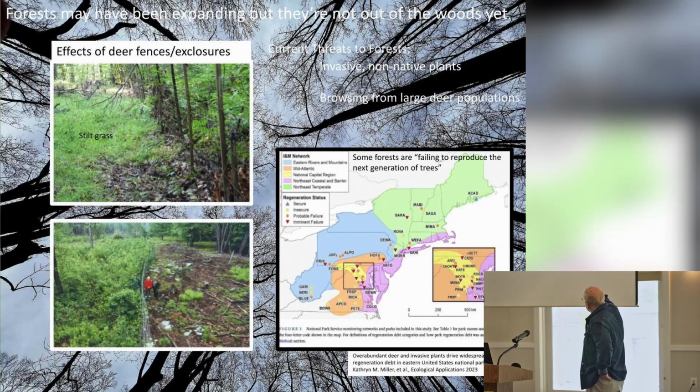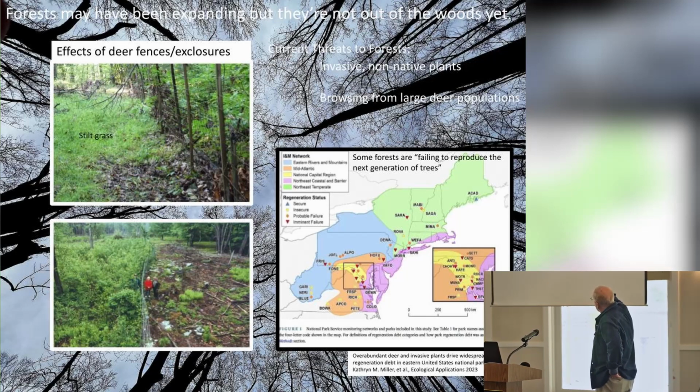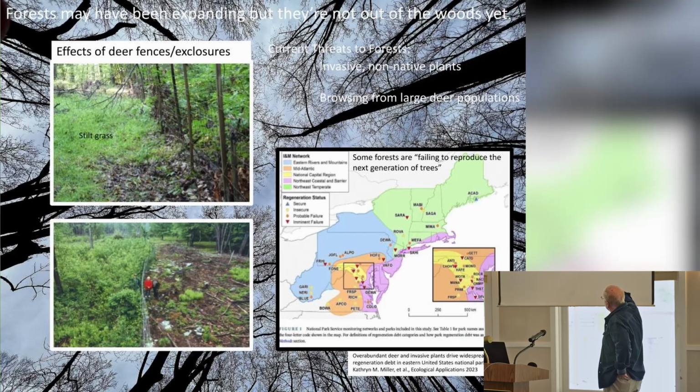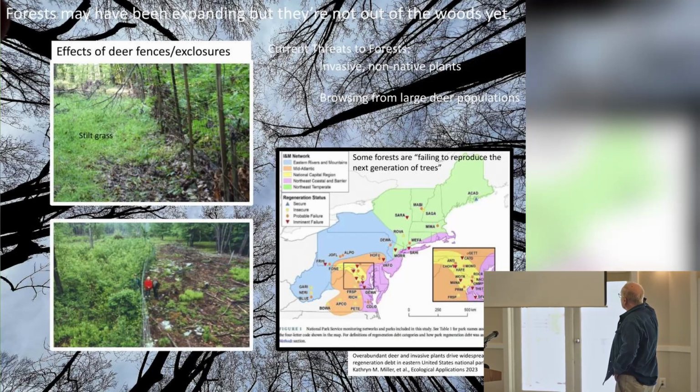Here's another example. There's a deer fence right there. And this is all regenerating forest. These are young tree seedlings. And this is what it looks like when the deer continue to browse the area. In fact, it's getting so troublesome, some forests are failing to reproduce the next generation of trees.